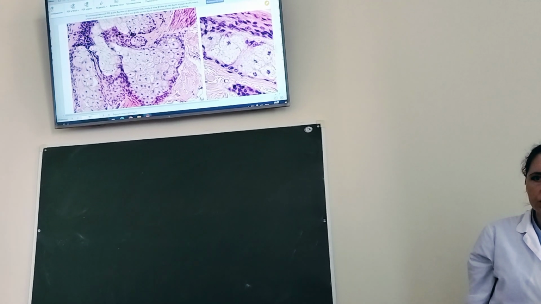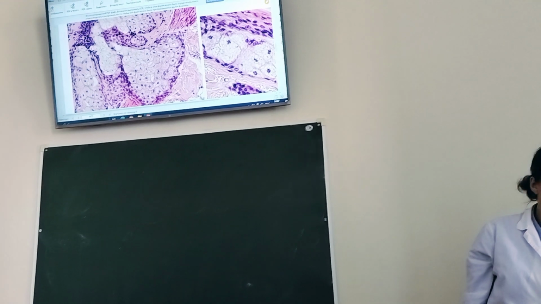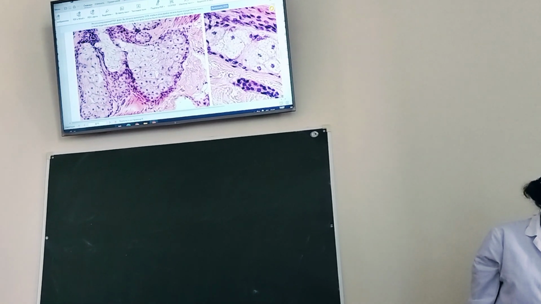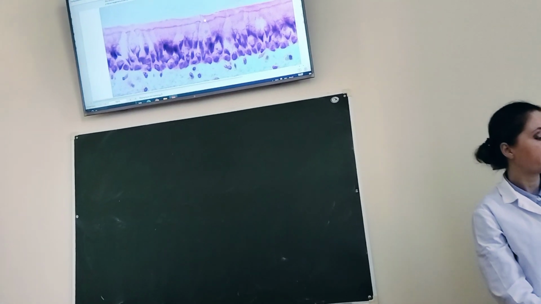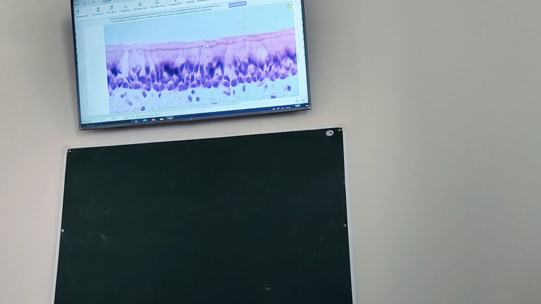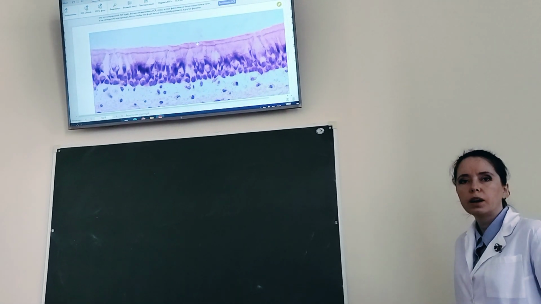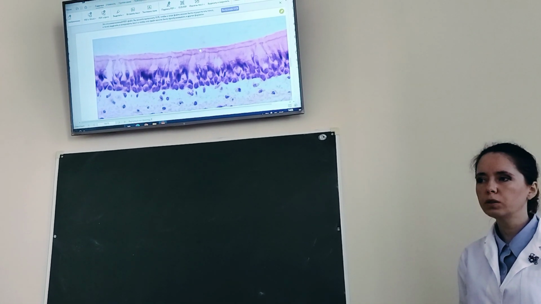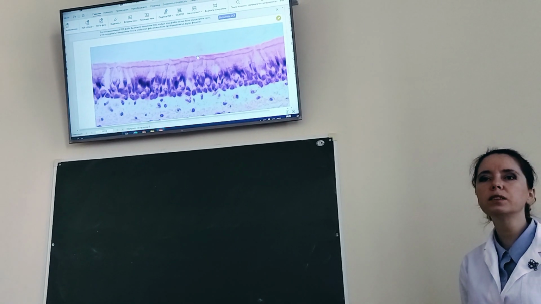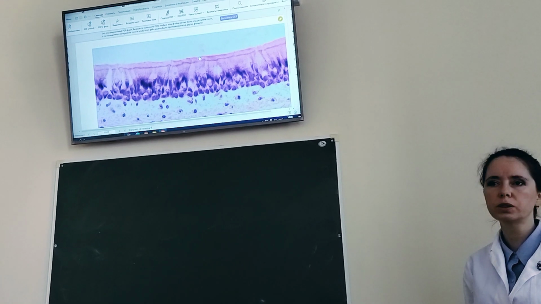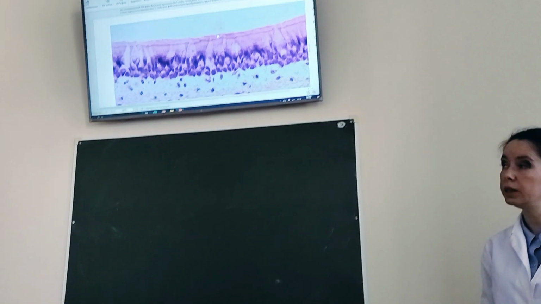So lobular structure. If you can see lobules, this is a gland, an exocrine gland associated with hair follicles. What is this? Stratified, ciliated, pseudostratified columnar epithelium taken from the respiratory tract. Another name for pseudostratified ciliated epithelium is respiratory epithelium, taken from the trachea.